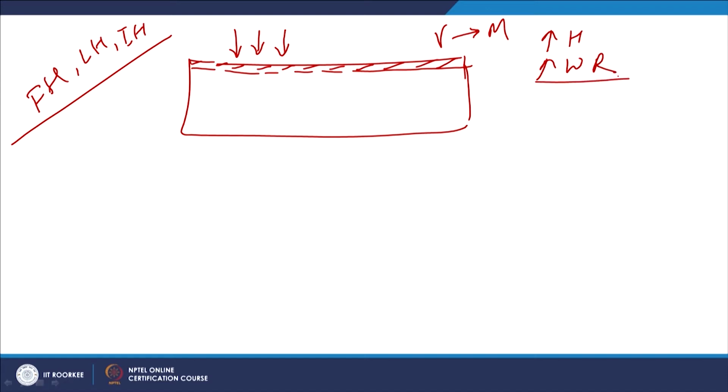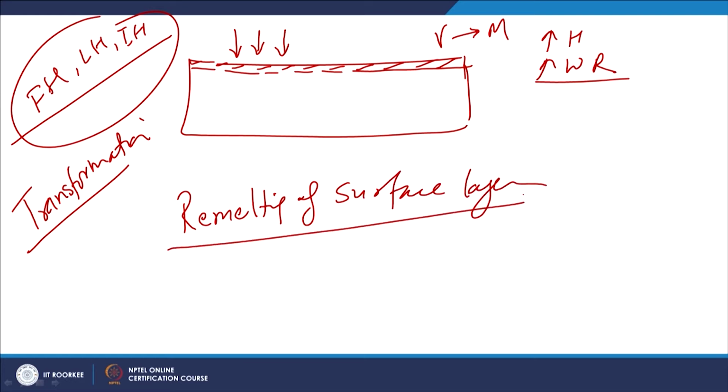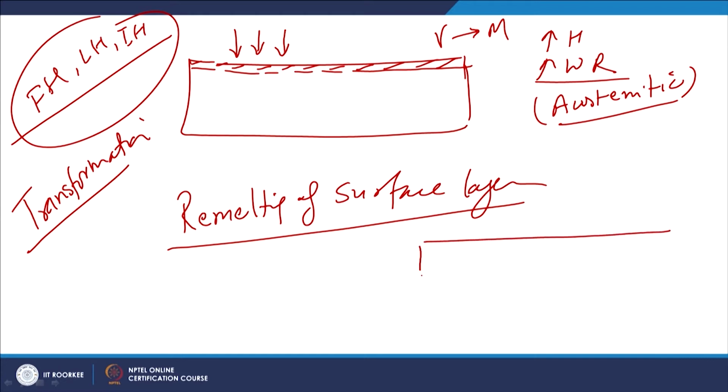So this is how the first approach works, the set of processes wherein transformation hardening is utilized. Now today we will talk about another approach, which is the remelting of the surface layers. Instead of heating up to a particular temperature, which is the austenitic temperature range in the case of transformation hardening, in this case the surface layers are brought to the molten state.